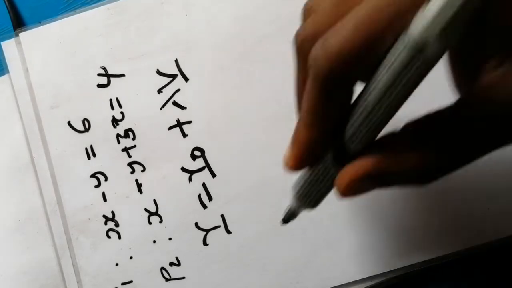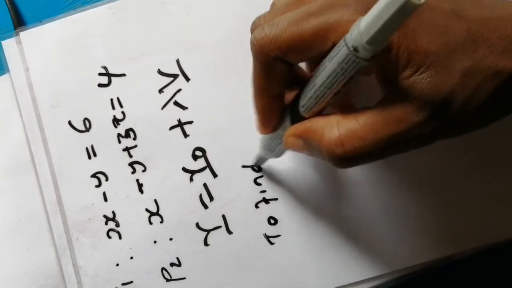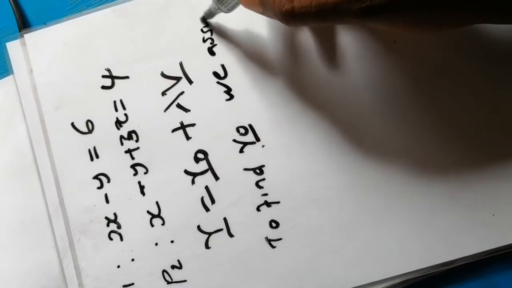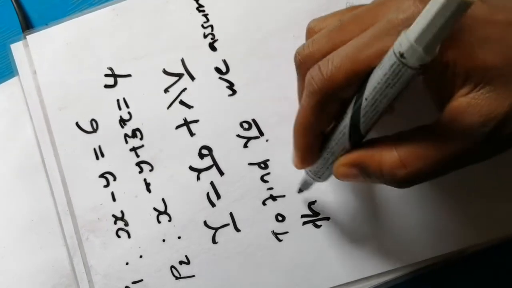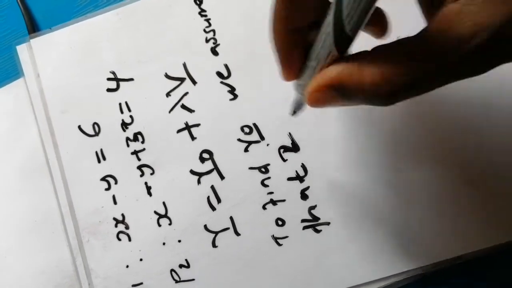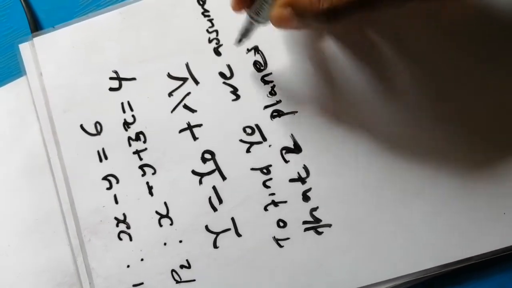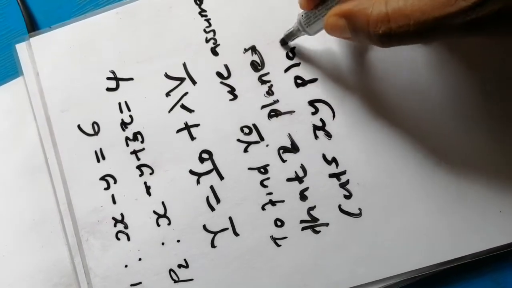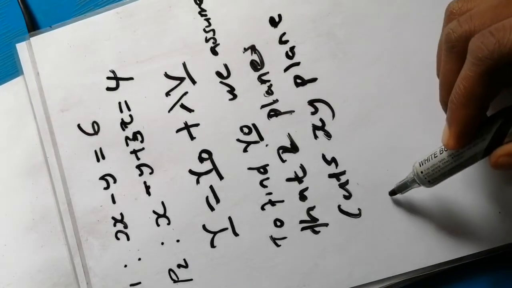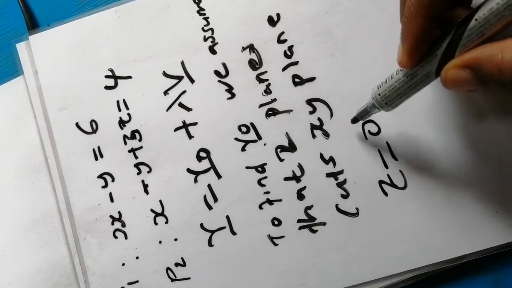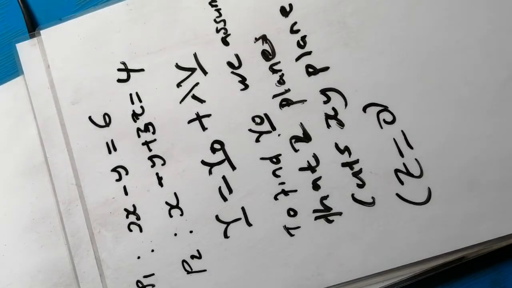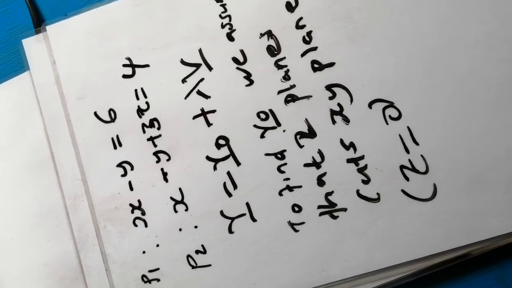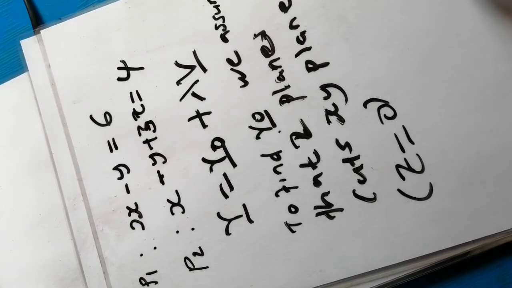So to find r0, we assume that the two planes cut the xy plane, and we know that in an xy plane, z is equal to 0. Let me just get another marker. So in both equations, we are going to replace z with 0. We're going to let z be equal to 0.